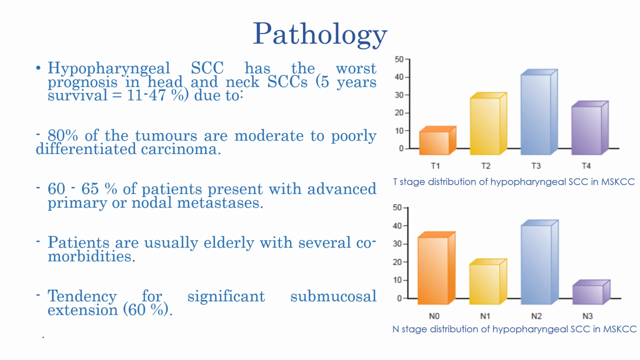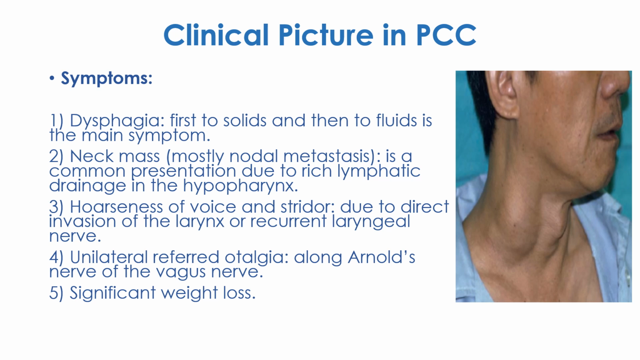Patients are usually elderly with several comorbidities, and there is a pathological tendency for significant submucosal extension, in more than 60% of patients, which makes surgical resection difficult and makes radiotherapy and chemotherapy associated with a higher incidence of recurrence compared to any other tumors. Clinical picture: we have two main subtypes in Egypt. The most common one is the post-cricoid carcinoma, and the least common is the piriform sinus carcinoma.